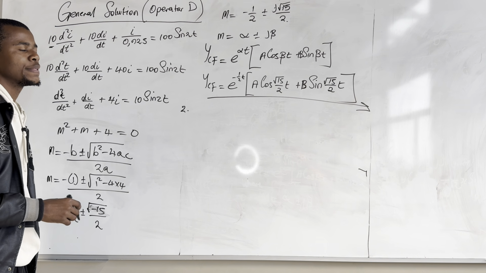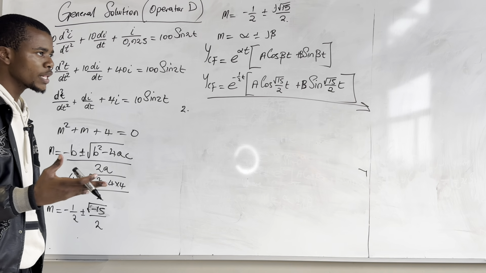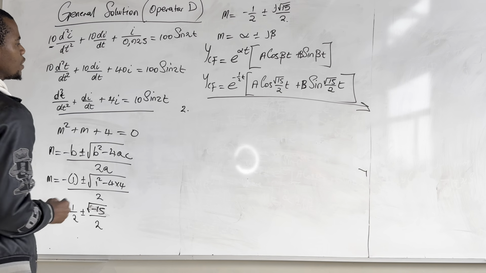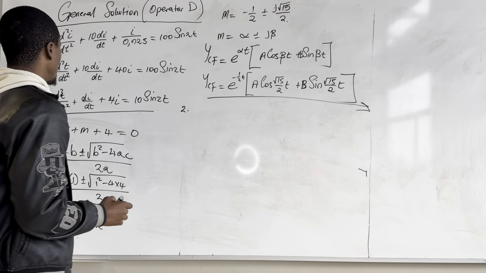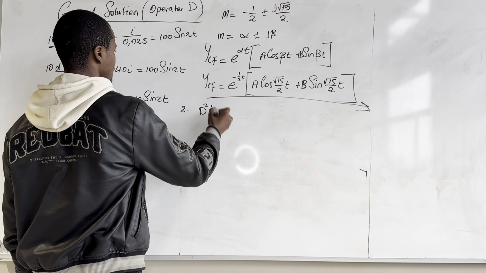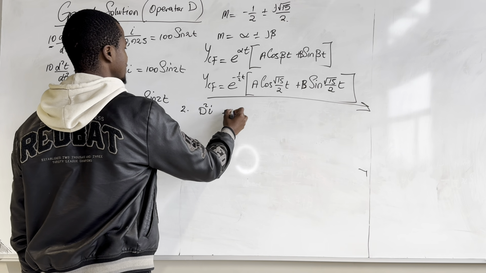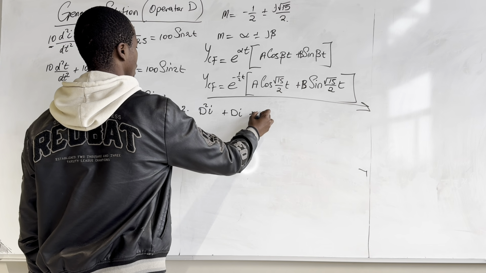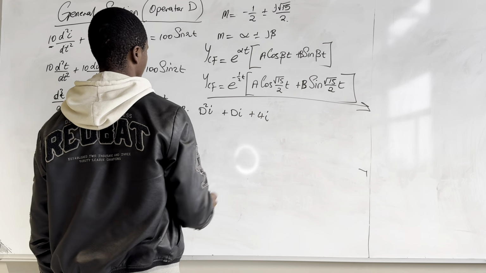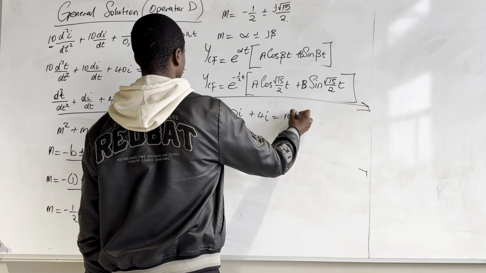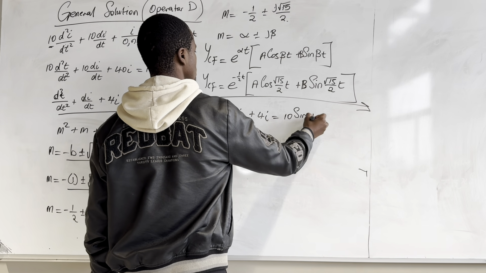particular integral. Okay, so what we are going to do here, we're going to start from here. We use this one, so we will have D squared i, plus D i, plus 4i, and then is equal to 10 sine 2t.